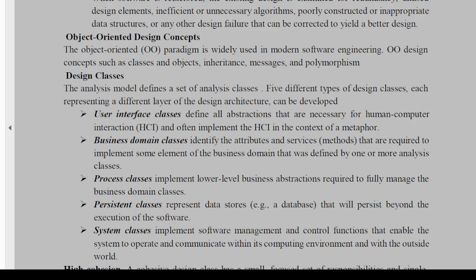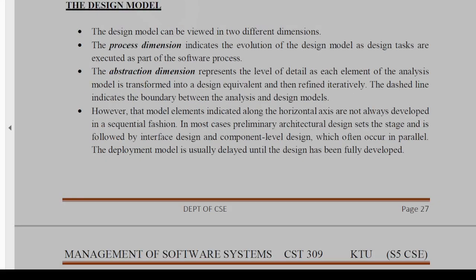And system class implements software management and control functions that enable the system to operate and communicate within its computing environment and with the outside world. And the last section is design model. Design model can be viewed in 2 different dimensions, process dimension and abstraction dimension.